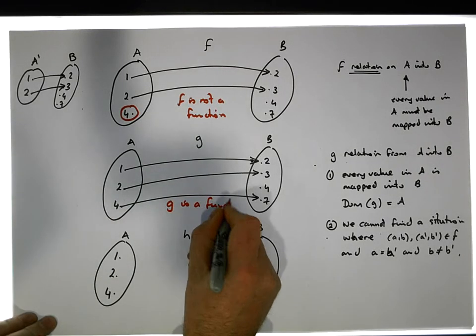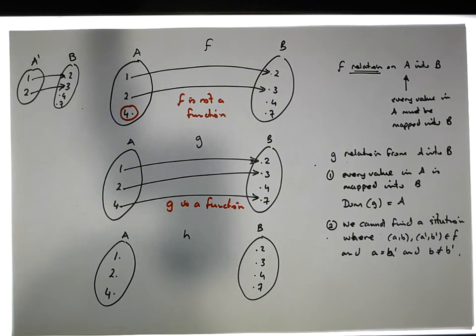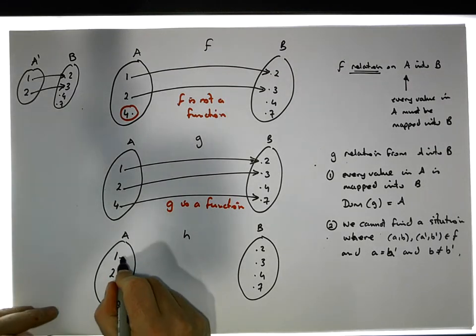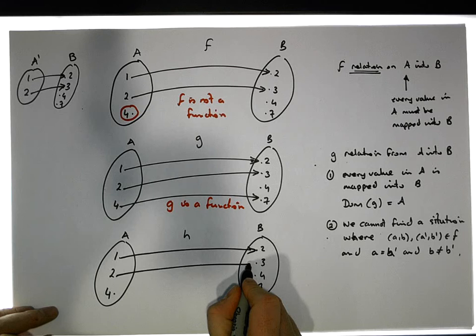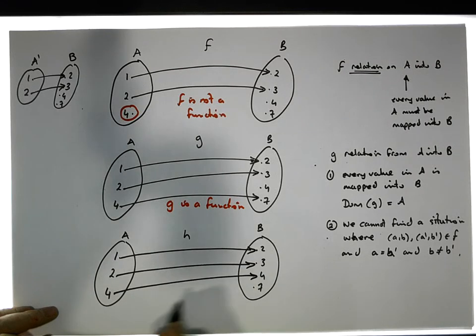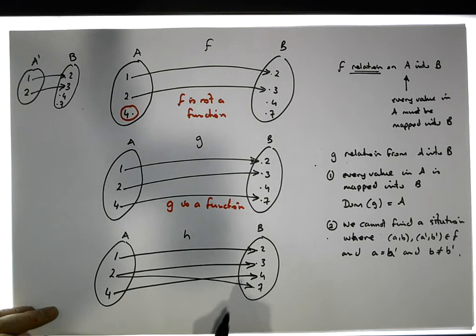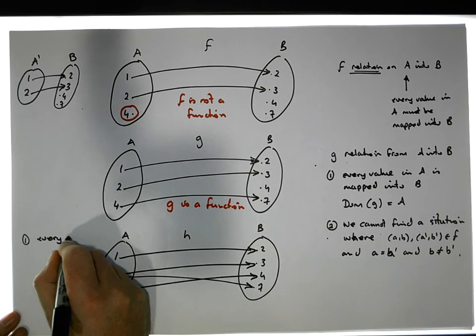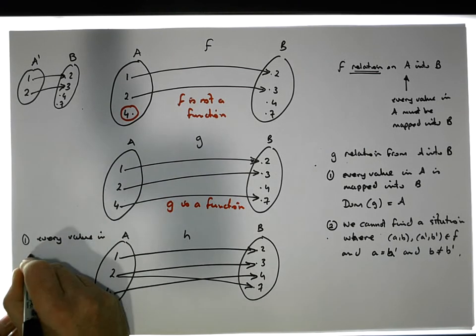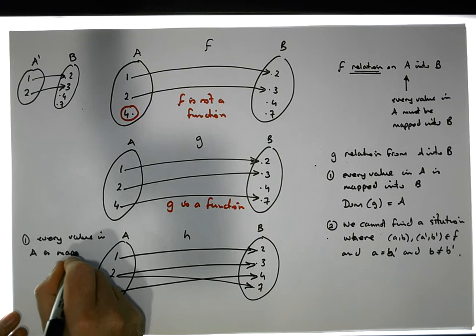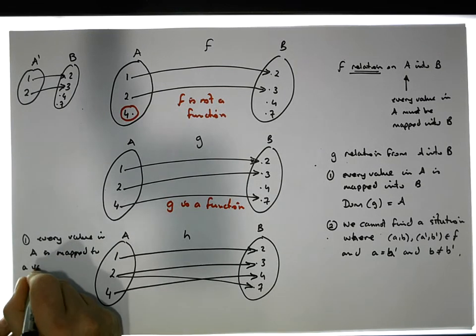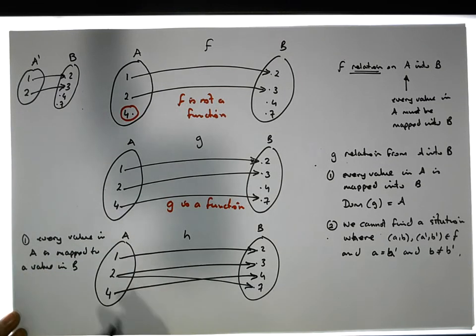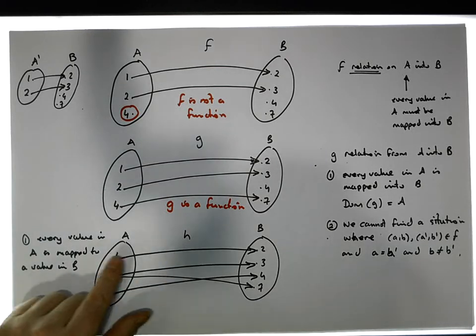And then finally, let's have a look at another situation. In this case, we have 1 is taken to 2, 2 is taken to 3, 4 is taken to 4, and we have 2 is taken to 7. The first thing here is that the first condition is satisfied. Every value in A is mapped to a value in B. So our first condition is satisfied for H.